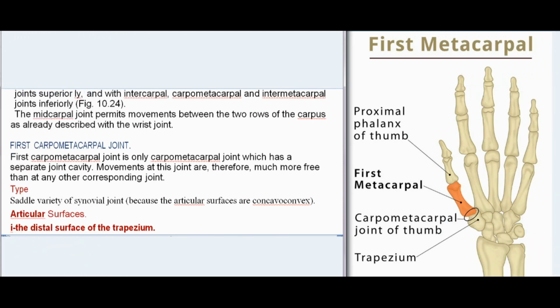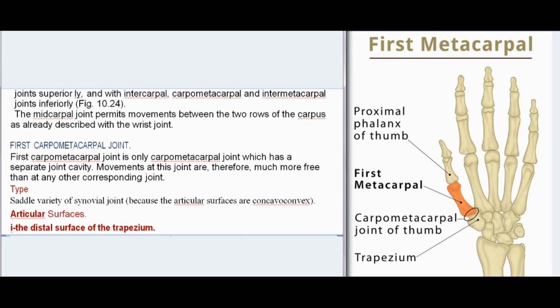The midcarpal joint permits movements between the 2 rows of the carpus as already described with the wrist joint. First carpometacarpal joint. The first carpometacarpal joint is the only carpometacarpal joint which has a separate joint cavity. Movements at this joint are, therefore, much more free than at any other corresponding joint.